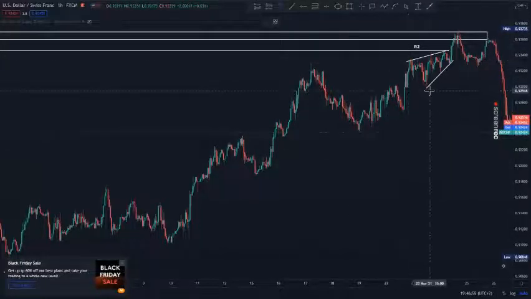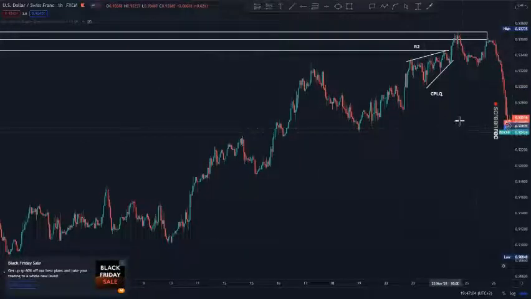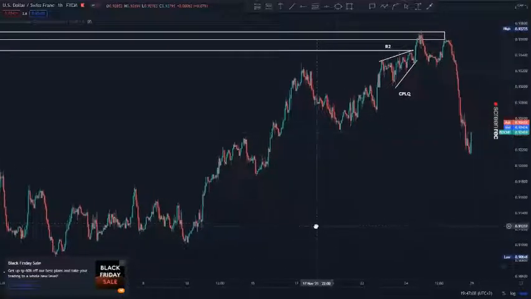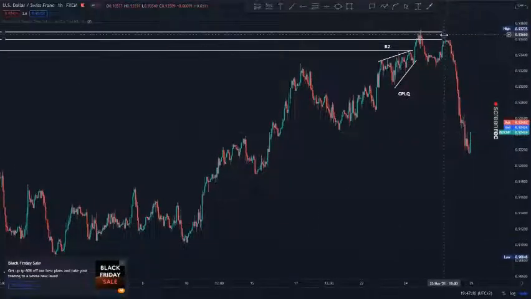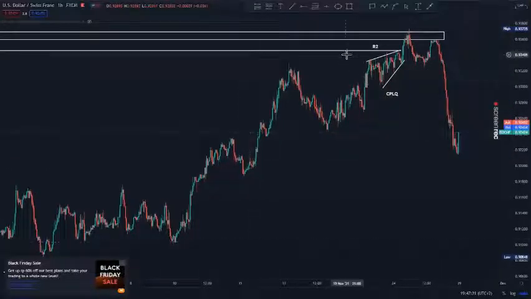CPLQ, which is compression plus liquidity. Okay, so that's how it is. The market compressed as it was coming to that level, and what happened? The market just took people out, and then dropped. Okay, so if you are trying to sell at this resistance here, you'd have been taken out because the stop loss is going to be somewhere around that level.